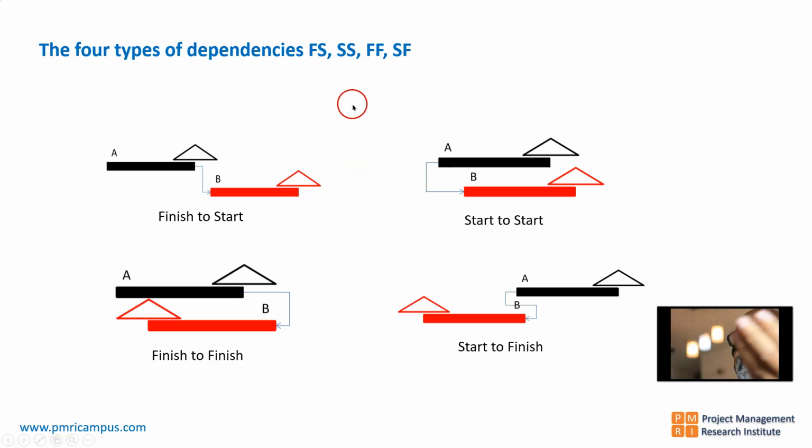So all you need to understand is there are 4 types of dependencies: finish to start, finish to finish, start to start, and start to finish. Of these, the most commonly recurring dependency in project scenarios is finish to start. That is, something has to finish for me to start something else.